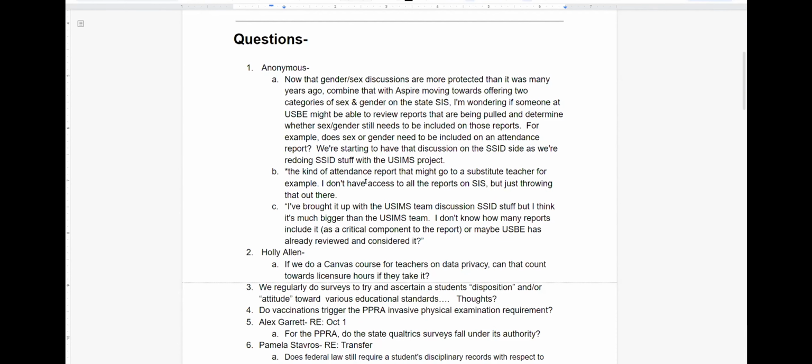We're starting to have multiple discussions on the SSID side as we're redoing SSID stuff with the USIMS project. And these are the kinds of reports that go maybe to a substitute teacher. This person has brought it up with the USIMS team, but they think it's much bigger than that. So they don't know if any reports include it. And I think that they would like our guidance on this.